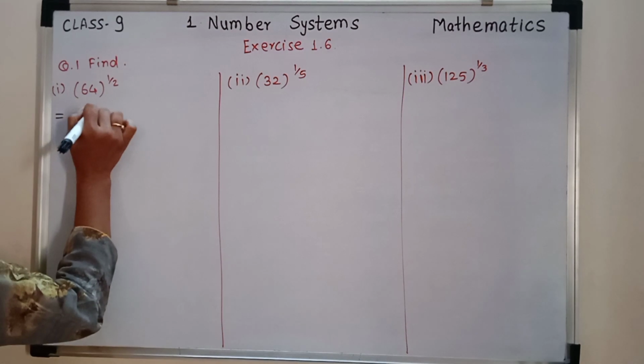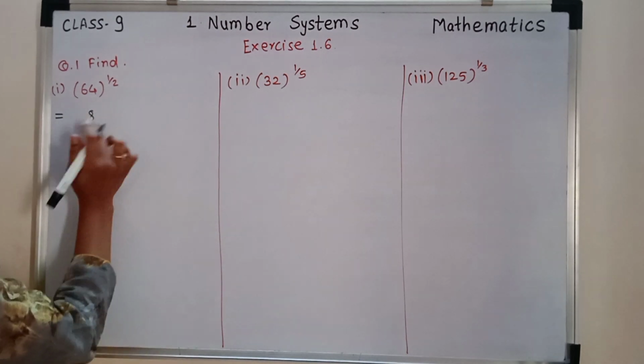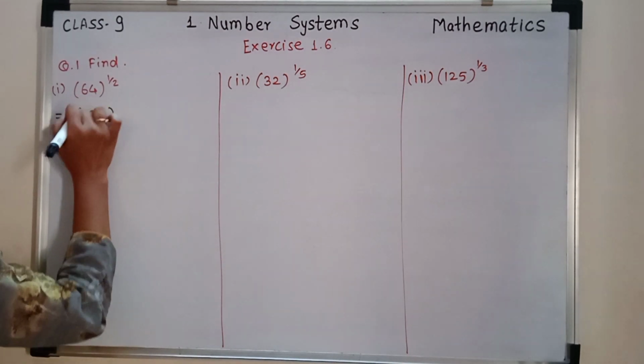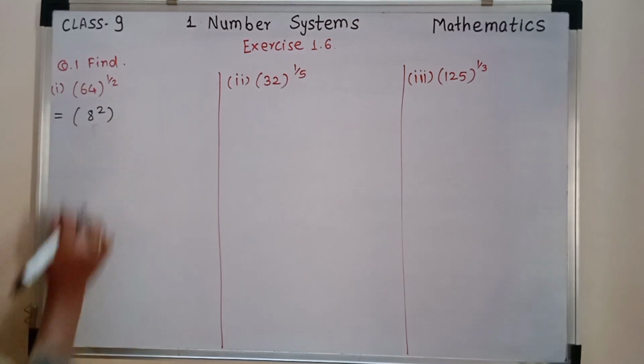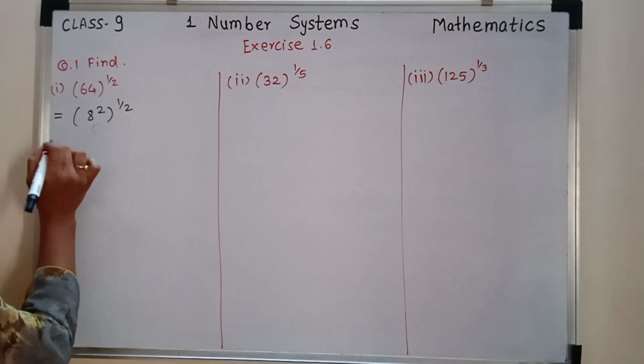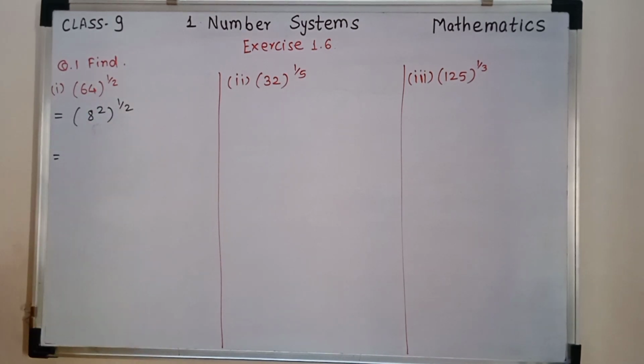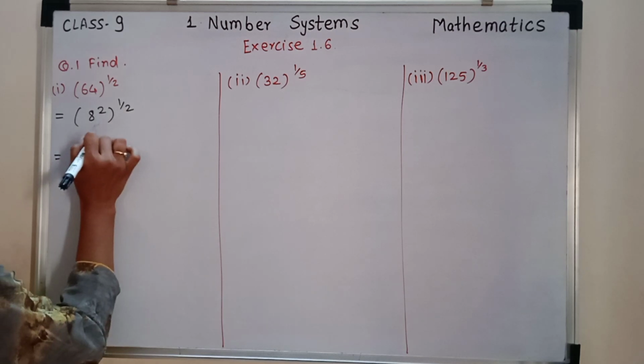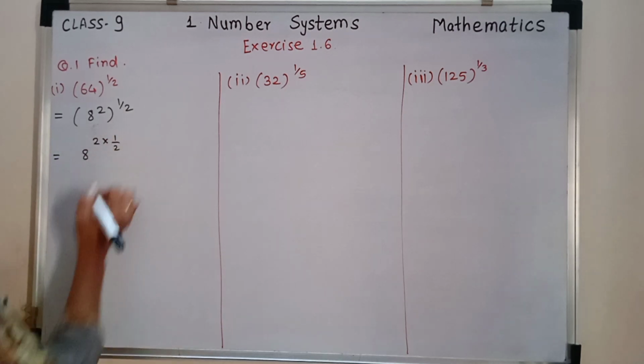So as we know 8 square is 64. Yes, 64 can be written as 8 square and raised to half. Now अगर पावर का पावर है तो पावर्स का क्या होगा, मल्टीप्लीकेशन होगा. So this can be written as 8 raised to 2 into 1 by 2.